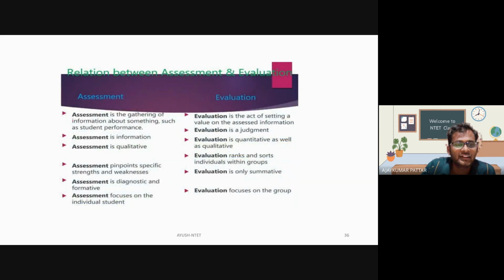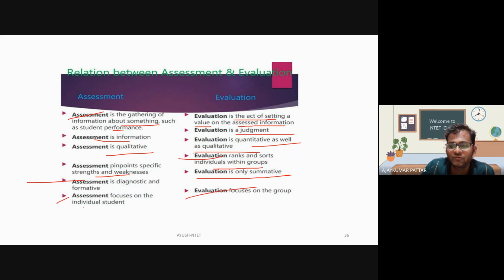So another slide. Assessment is a gathering of information about something such as student performance. Evaluation is the act of setting value on the assessed information. Assessment is informative. Evaluation is a judgment. Assessment is qualitative. Evaluation is quantitative as well as qualitative. Assessment pinpoints specific strengths and weaknesses. Evaluation ranks and sorts the individual within the group. Assessment is diagnostic and formative. Evaluation is only summative. Assessment focuses on the individual student. Evaluation focuses on the group.